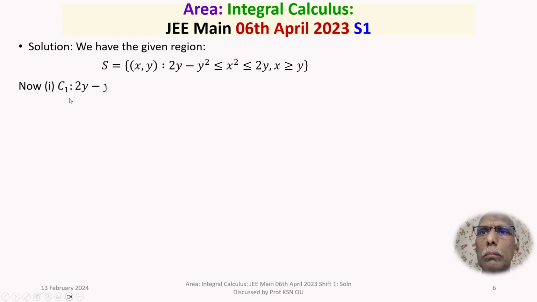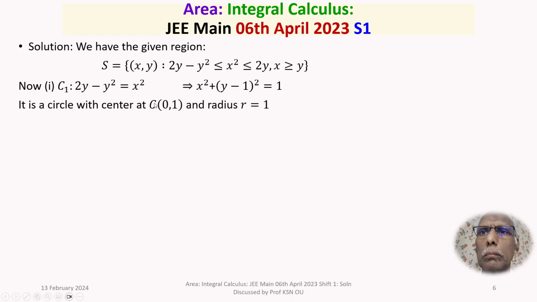So the first curve, call it C1, is 2y minus y square is equal to x square. Simplifying, you will get x square plus y minus 1 whole square is equal to 1. What is this? It is a circle with the center at 0, 1 and a radius 1. The center is denoted by C. The coordinates are 0, 1 and the radius r is equal to 1.